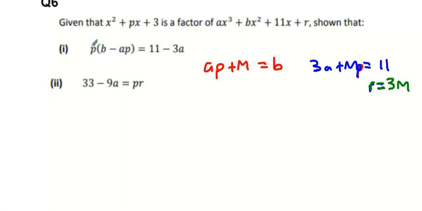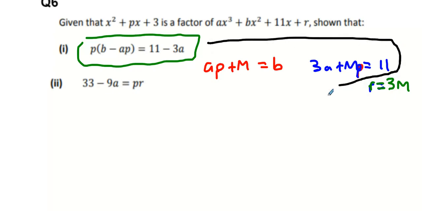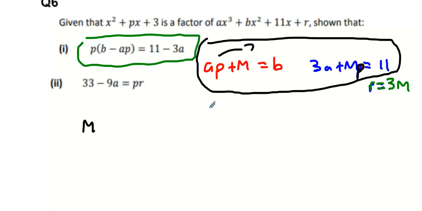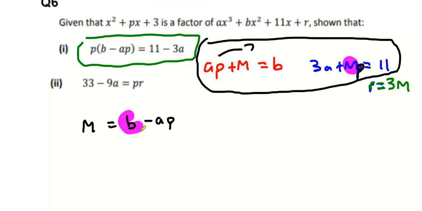What letter is missing? M and R are gone, aren't they? So, to be honest, I think that means we're going to use these two equations. Can anyone tell me why I'm going to use these two? No R, is there? Now, I'm going to get M on its own. M equals B minus AP. And then the M in the other equation is going to be replaced with B minus AP. And let's see what happens.